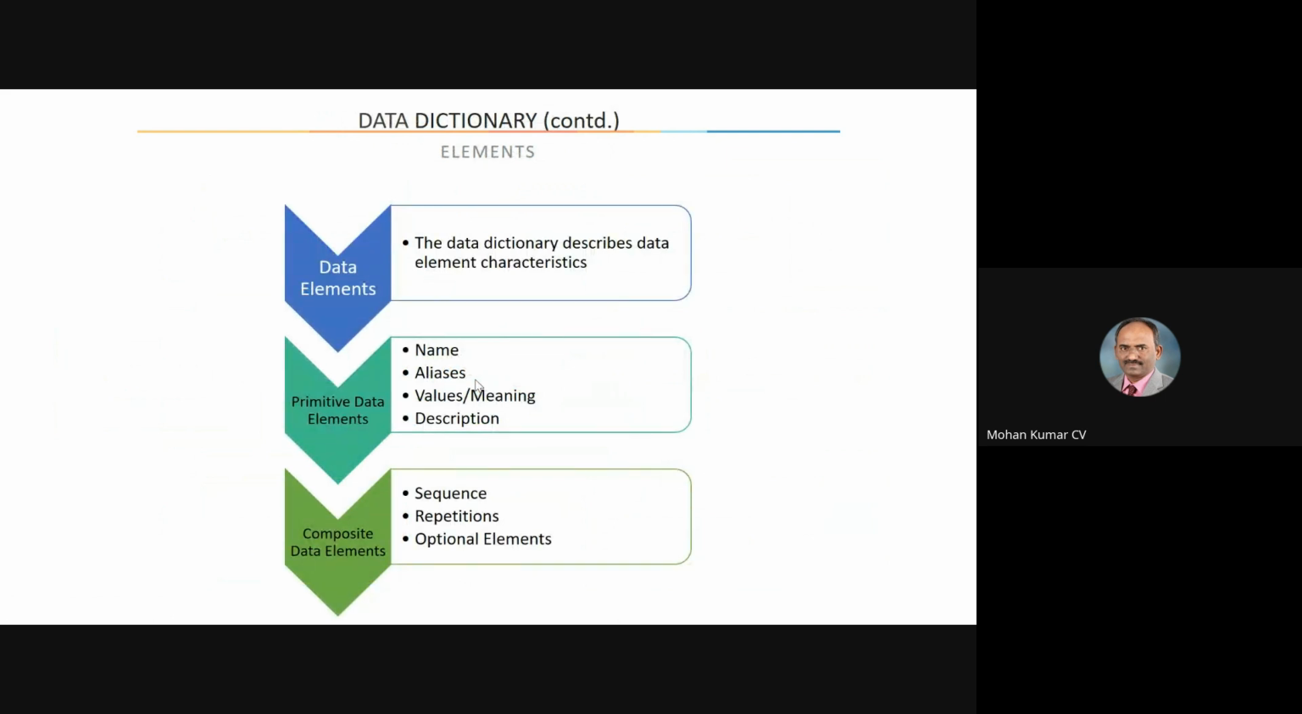Okay. So a data dictionary will have data elements: primitive data elements and composite data elements. Primitive data elements are the basic ones, like name, alias, values. But composite can be the sequence, repetitions, all that. This is more to do with the data. If you want me to explain further, I can. But otherwise, I don't think you will be able to comprehend so easily. If you understand that the data dictionary is for explaining data elements which are stored in the database, that is enough. Fola, you are with me?